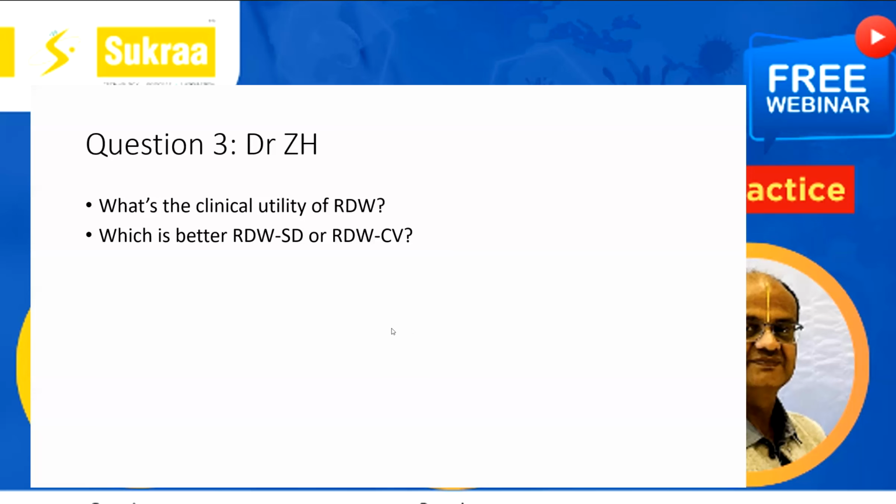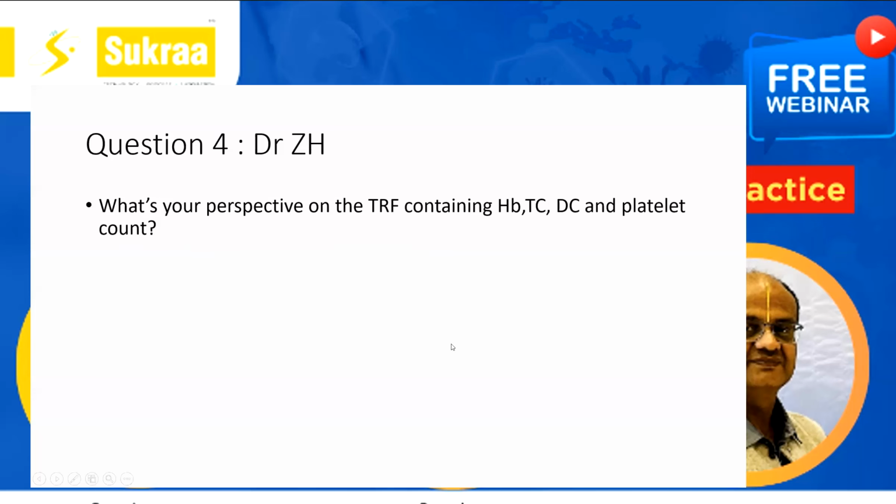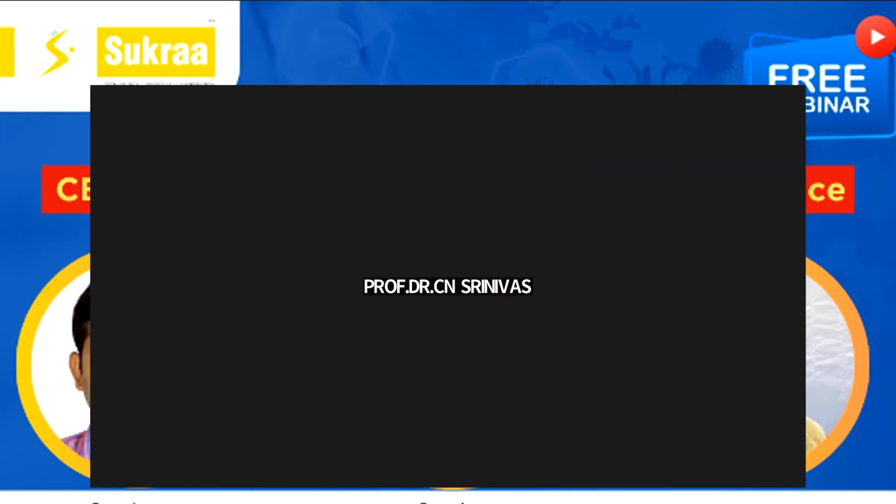The next question is, what's your perspective on the test requisition form containing hemoglobin, TC, DC, and platelet count? Why I'm asking this is that our clinicians are used to asking only for the hemoglobin, total count, differential count, and platelet count. They don't ask for CBC, but now the trend is changing. Still, we have some requests which come as hemoglobin, TC, DC, and platelet count. How do you deal with such requests? I'll leave it to you now.